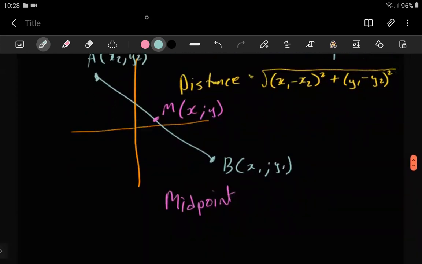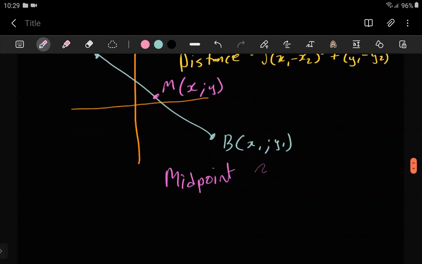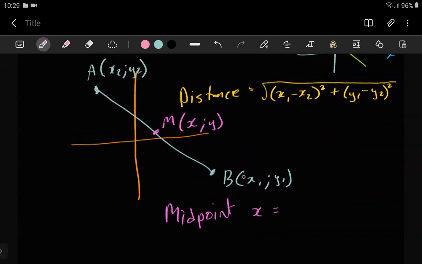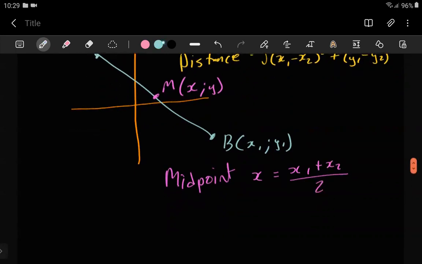So with the midpoint, you always want to keep in mind that it's actually two parts. The x value of the midpoint is equal to x1 plus x2, over 2. And then the y value of the midpoint is just y1 plus y2, over 2, you see.